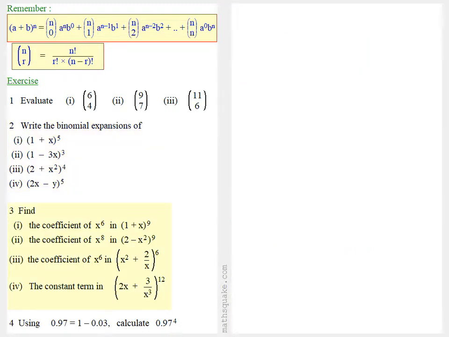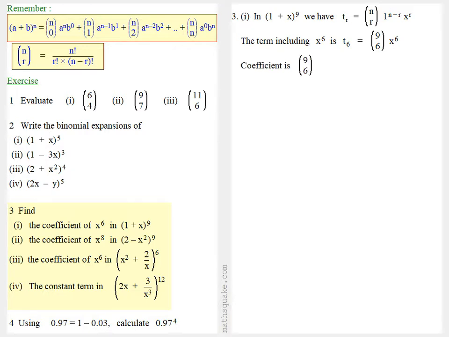In question 3 part 1, we're asked to find the coefficient of x to the 6 in (1 plus x) all to the power 9. Well, to solve this, in (1 plus x) all to the power 9, we have the rth term, Tr, equal to nCr times 1 to the power n minus r times x to the power r. Now, if we want this to include x to the power 6, then the term is T6, which is 9C6 x to the power 6.